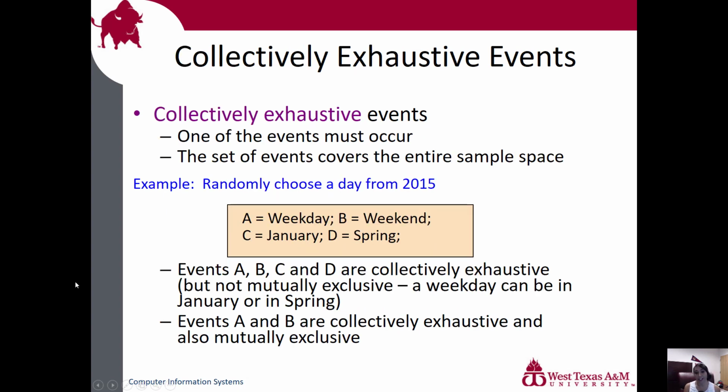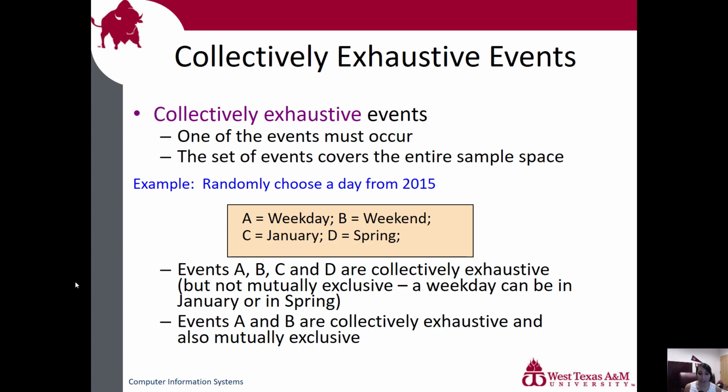Collectively exhaustive events means that one of the events must occur and the set of events covers the entire sample space. So for example, if we take these right here, A is weekday, B is weekend, C is January, and D is spring. A, B, C, and D are collectively exhaustive, but not mutually exclusive.